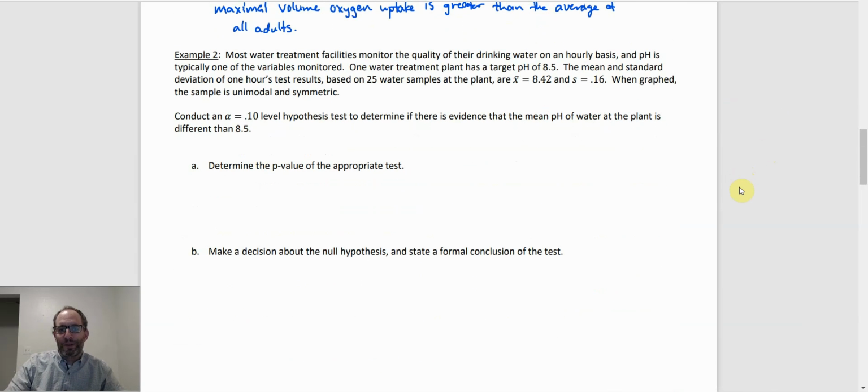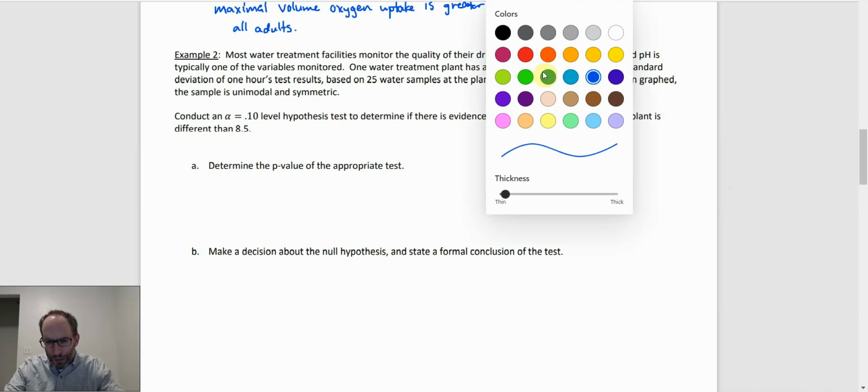So let's see what we've got here. One water treatment plant has a target pH of 8.5, and the mean and standard deviation of one hour's test results based on a sample size of 25. Sample mean of 8.42, sample standard deviation of 0.16. This last part, it's probably not obvious why that's there.